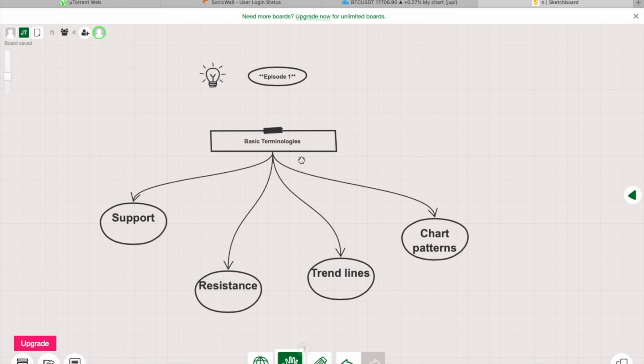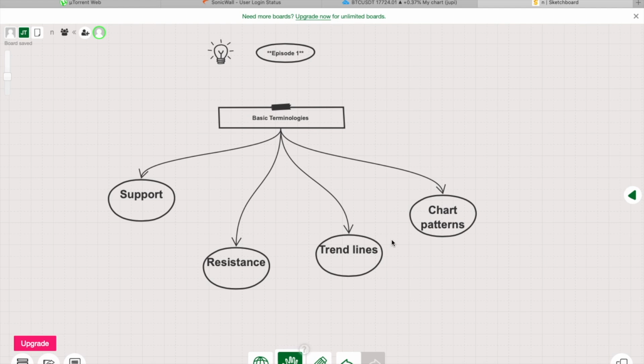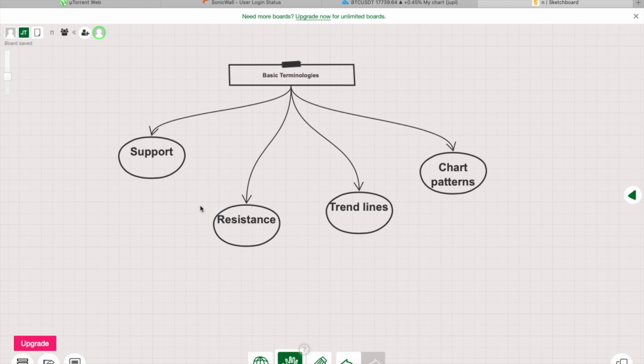So part 1 will be the basic terminologies, like all of you know: support, resistance, trend lines and chart patterns. I'm going to explain briefly, of course, not to take time, what support is, what resistance is, and what trend lines and chart patterns are. These basic terminologies are very crucial while trading every day. They are not only important to trade boom and crash. You can use these terminologies in currencies, stock markets, and also other types of futures trading. So let's come back to what each of these is.